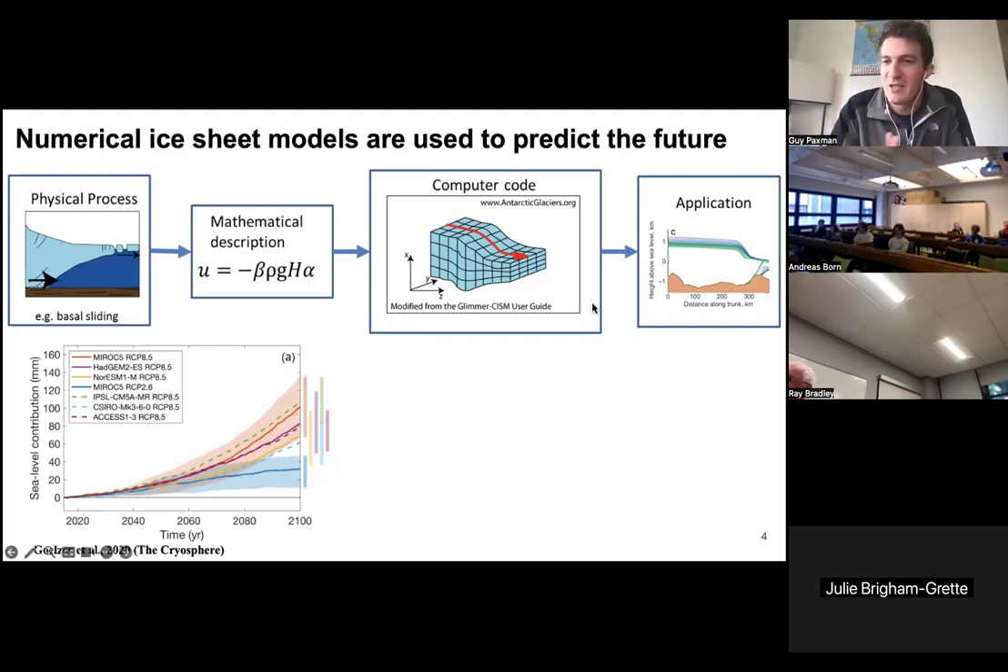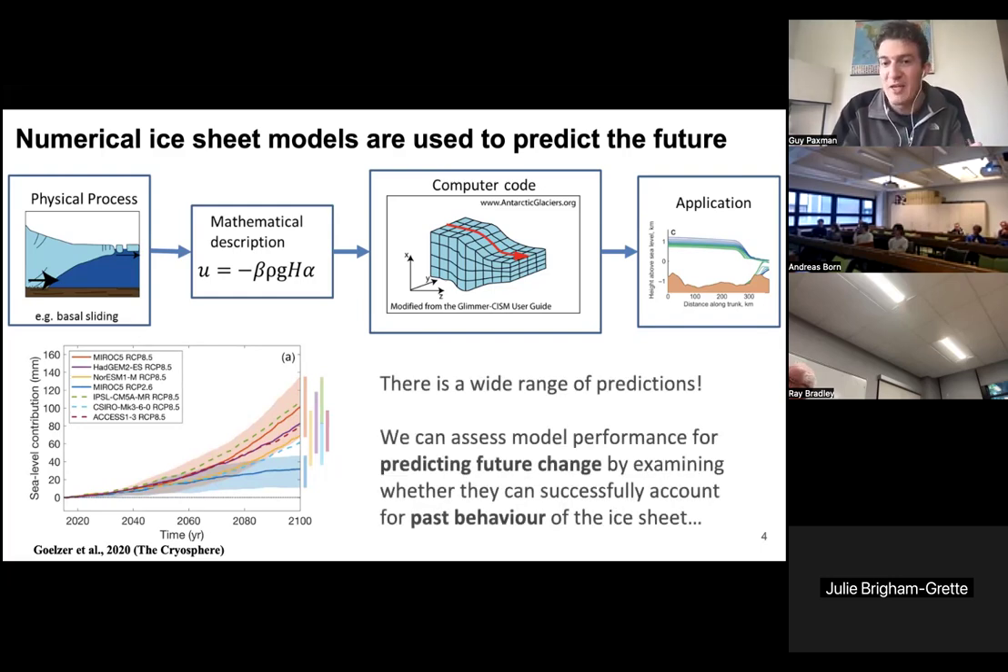If we look at comparisons between different ice sheet models, this is from ISMIP6, the latest round of ice sheet model intercomparisons. For Greenland, you can see in these two curves, low emissions in blue and a high emissions scenario in red, there's still quite a wide range of possible scenarios. Different models have different predictions, which is to be expected.